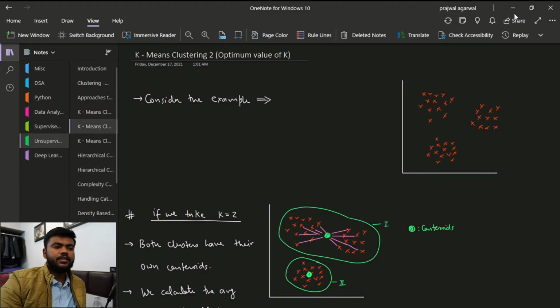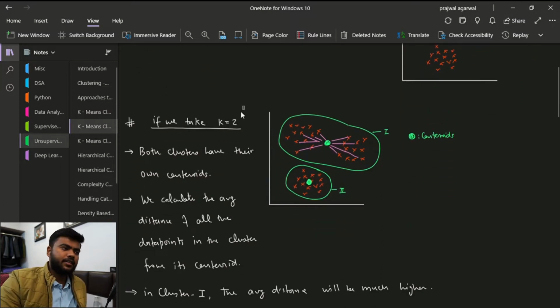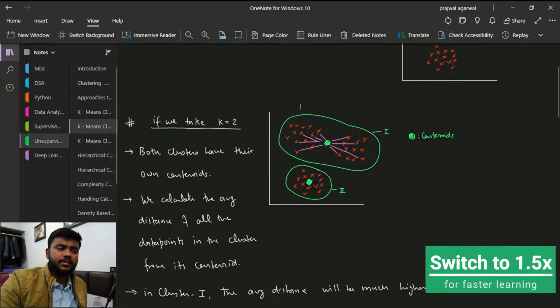Hi. So in this video we are going to discuss how we decide the optimum value of k. Consider this example, where visually we can see that there are three clusters. But let's say we take the number of clusters as 2. So we take this as one cluster and this is another cluster. This is the centroid of the first cluster and this is the centroid of the second cluster.